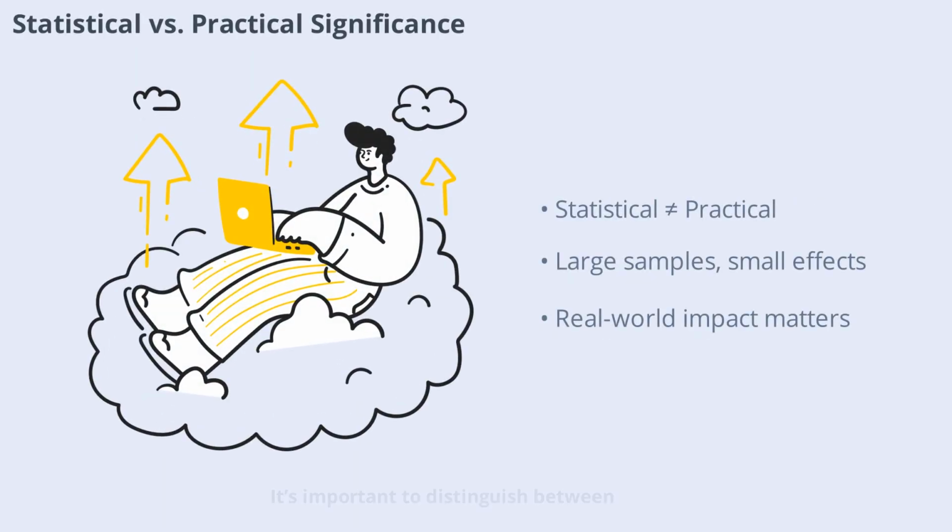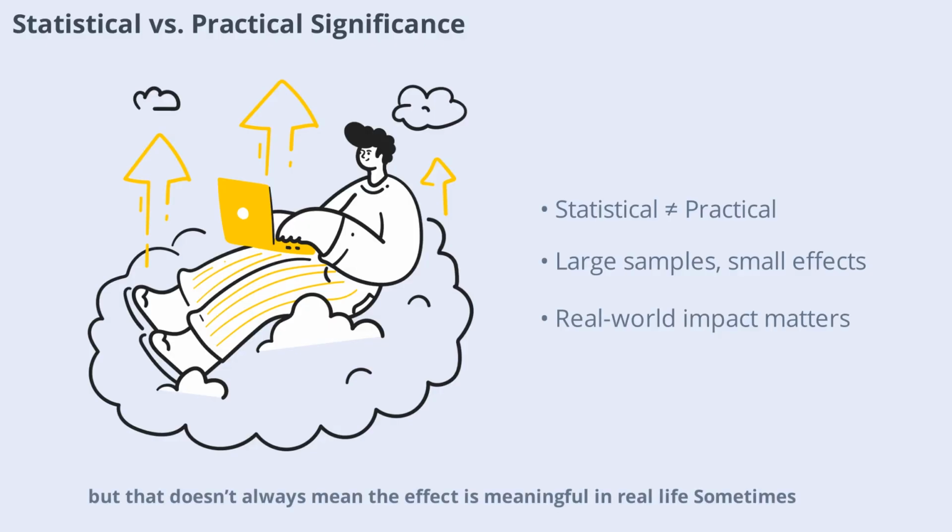It's important to distinguish between statistical significance and practical significance. A result can be statistically significant if the p-value is below the chosen threshold, but that doesn't always mean the effect is meaningful in real life. Sometimes, very small differences can be statistically significant if the sample size is large enough. Always consider whether the result matters in the real world, not just whether it passes a statistical test.